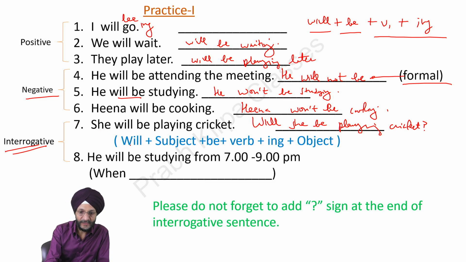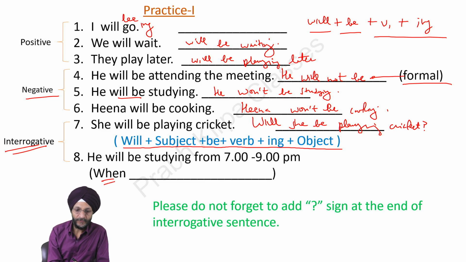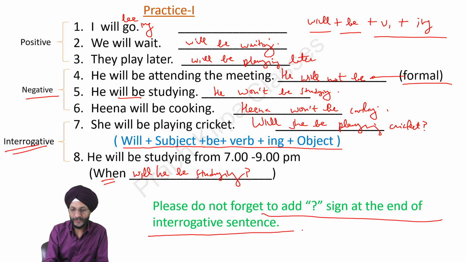Next form, this has been written only for your understanding. He will be studying from 7 to 9 p.m. Here a hint has been given that the interrogative sentence has to begin with when. So what will we do? A WH question will be followed by will. When will he be studying? Please don't forget to add the question mark at the end of the interrogative sentence.